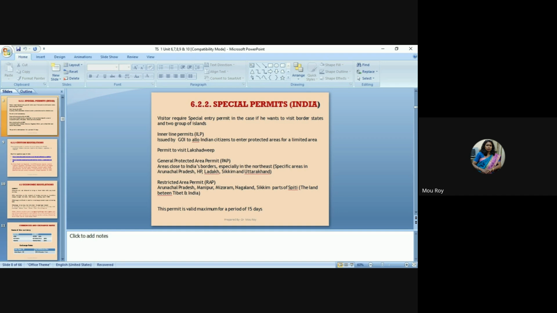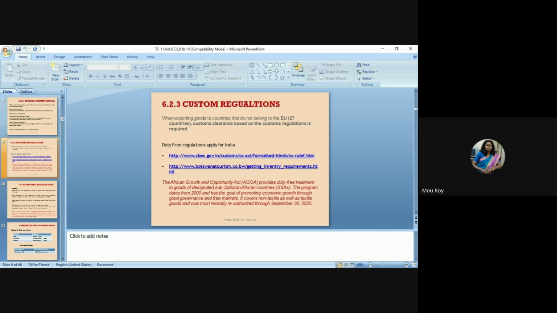Now, this permit has a validity also. I've just mentioned 15 days, but it varies, sometimes 15 days or 30 days maximum. Then customs regulations. EU is the European Union, which has 27 countries. When exporting goods to countries that do not belong to the European Union, customs clearance based on the customs regulations is required. There are also duty-free regulations that apply for India. There are some websites which I have given. You can go through those websites, and you need to fill up some formats. You can get all the rules and regulations from there.